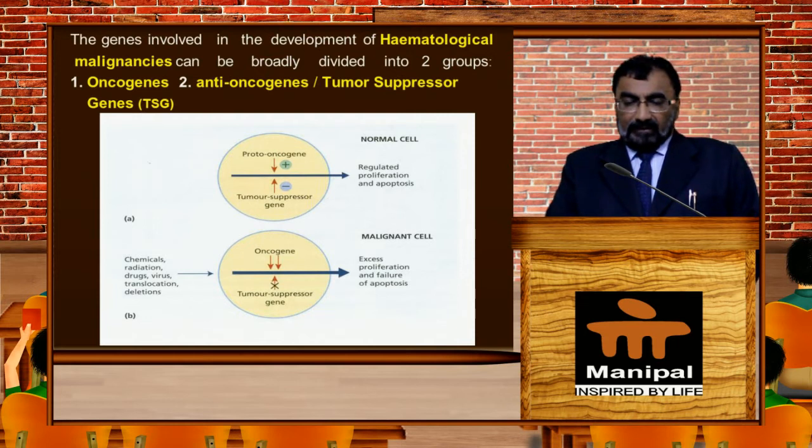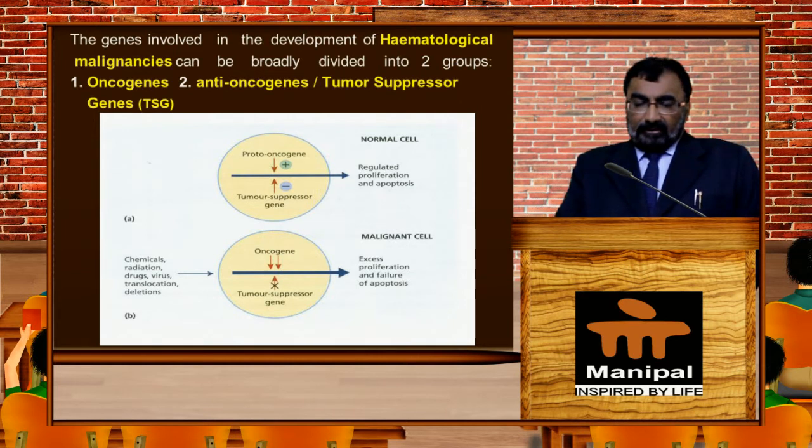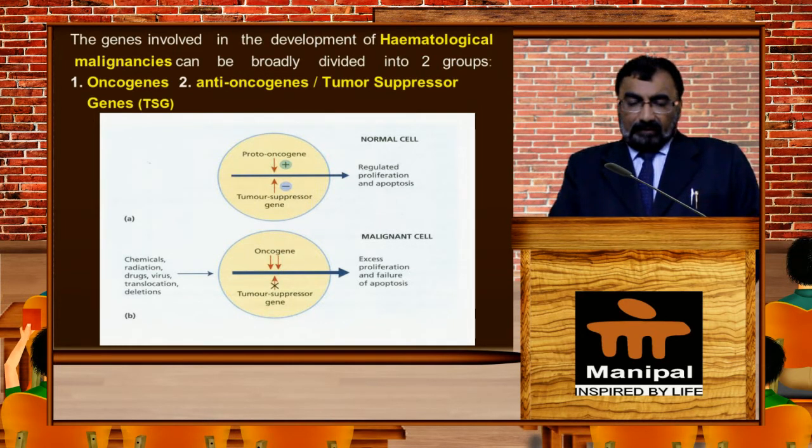If you see this picture, then you can see that there are oncogenes, and also anti-oncogenes, which are also called tumor suppressor genes. In the first picture you see the normal cells, and in the second picture you see the malignant cells. These oncogenes, together with chemicals, radiations, drugs, viruses, and translocation, ultimately lead to malignancies.